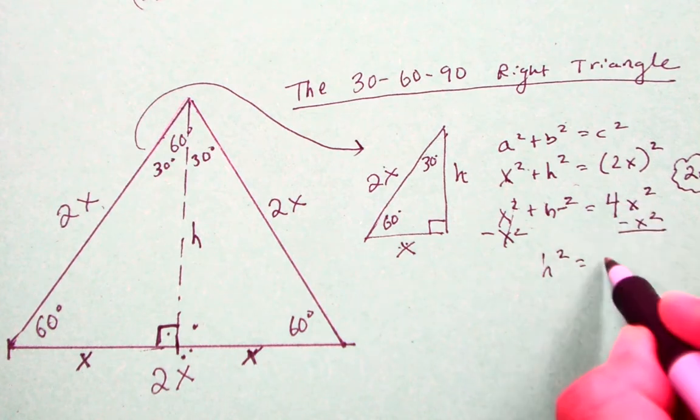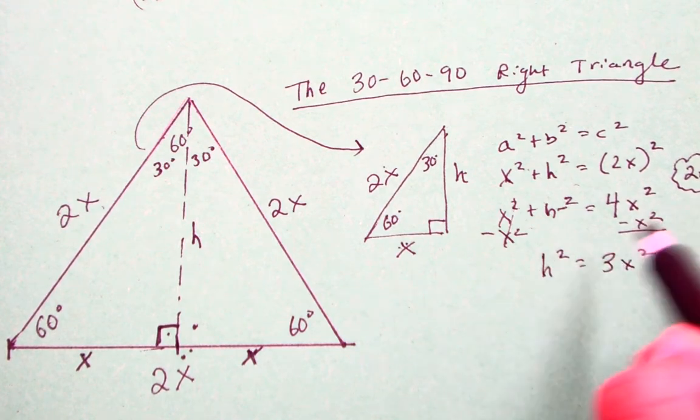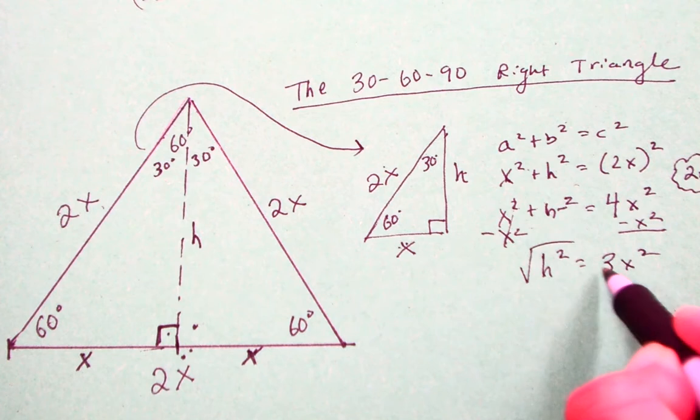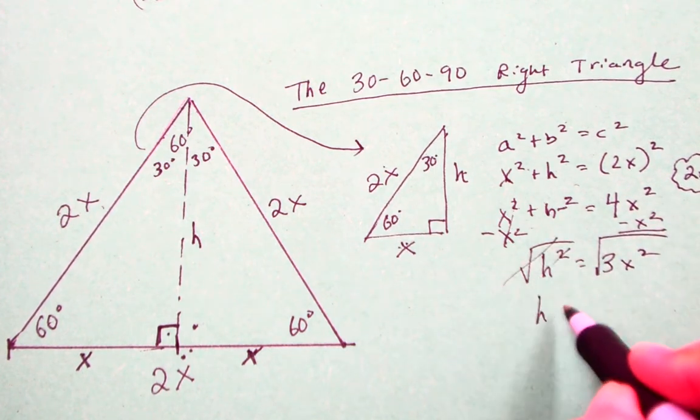Well, 4 take away 1 is just 3 x squared. I almost have h all by itself. I just got to get rid of the squared, which we know by now is to take the square root. So those will cancel, giving me just h on the left-hand side.